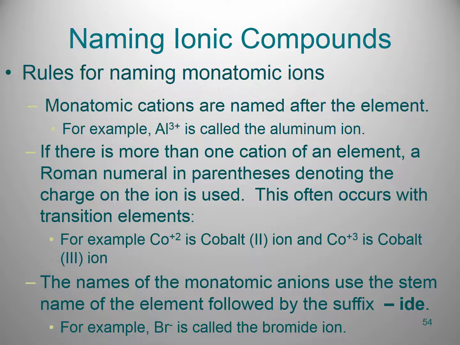So bromide, F would be fluoride, Cl, chlorine, would be chloride. Oxygen gets shortened quite a bit, becomes oxide. S is sulfide. Se, selenium, would become selenide. Te would become telluride, the name of a town in Colorado. Phosphorus will become phosphide. Nitrogen, nitride. Arsenic would become arsenide. So the oxygen is probably the one that gets shortened the most because it's hard to pronounce.